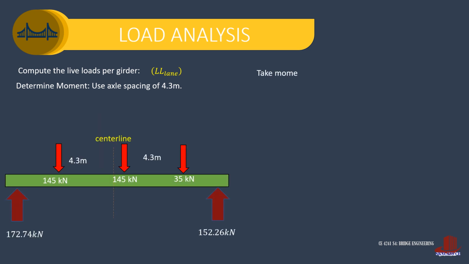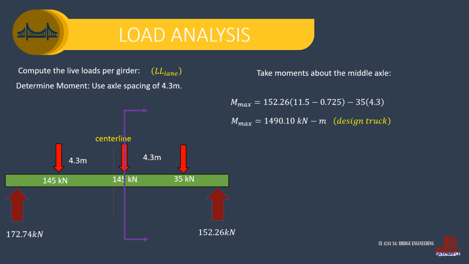For the moment, we use the middle axle. The maximum moment uses the right support and the front axle, with 152.26 times 11.5 less 0.725, minus 35 times 4.3. The maximum moment is 1,490.1.